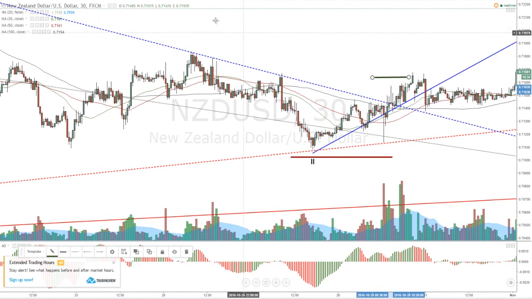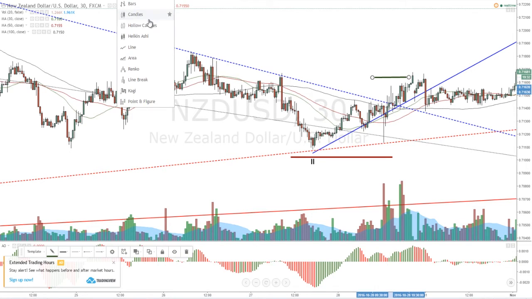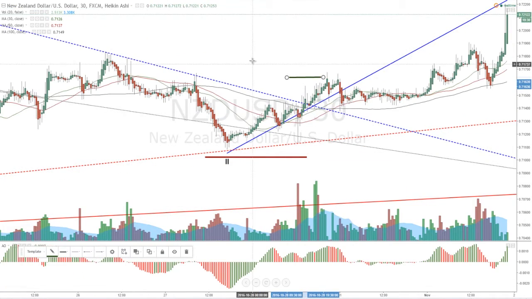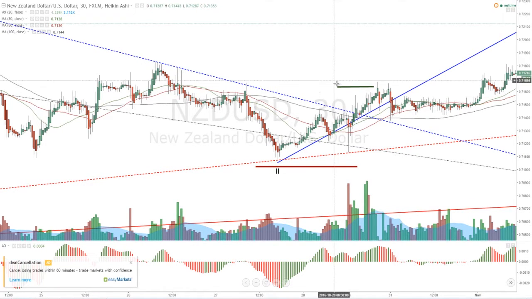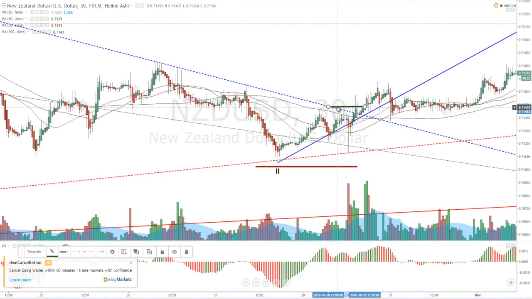What if we were using Heikin Ashi candles? Heikin Ashi tend to smooth out the colors of the candles. So if we were looking for a green candle confirmation after the break of the trend line, we could go in at somewhere around here. This pullback is to be expected.